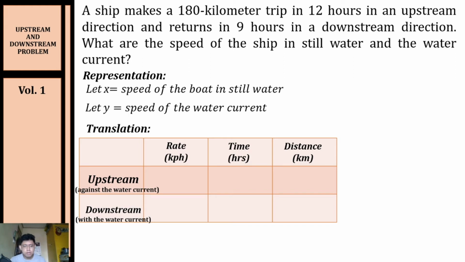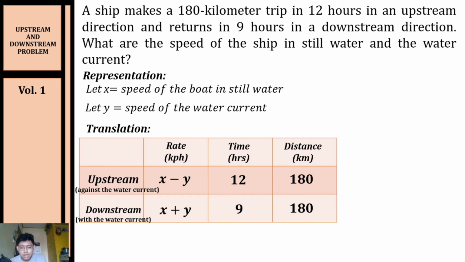For a ship traveling upstream, our rate will be represented as x minus y. Now the time, it took them 12 hours to make a 180 kilometer trip, so our distance is 180 kilometers. Now for a downstream direction, our rate will be represented as x plus y. It took them 9 hours to complete a 180 kilometer trip. So our time for downstream is 9 hours and our distance will be 180.